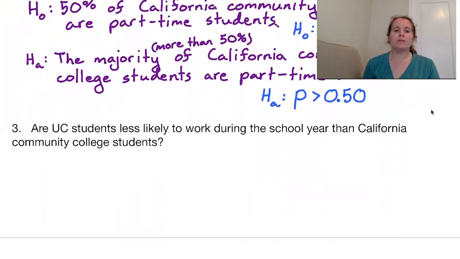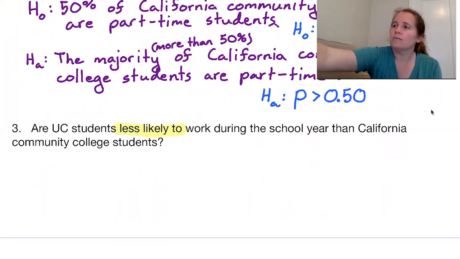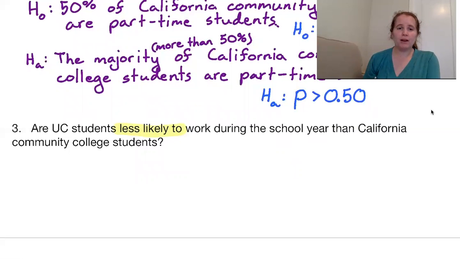Next up, are UC students less likely to work during the school year than California community college students? So this one we have two populations. So when we do symbol notation, we will need to denote that. But before that, we have our lean. Less likely to is our lean. We are dealing with proportion, but for our wording or sentence form of the hypotheses, we can leave it in this format.